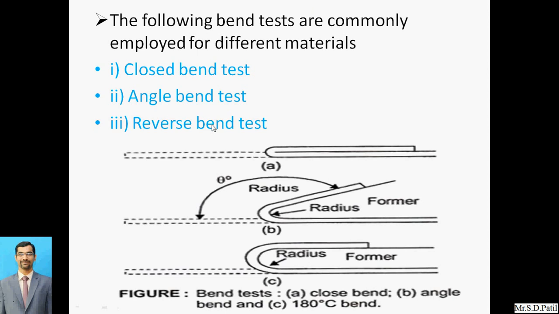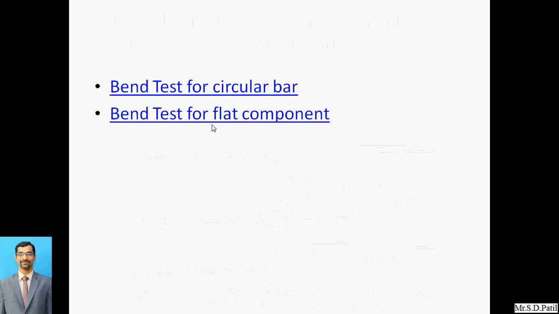Now you know why the bending test is carried out. Here we will show you how the bending test is actually performed. The first test is for a circular bar, and then we will see how the bending test is carried out for the plate components.